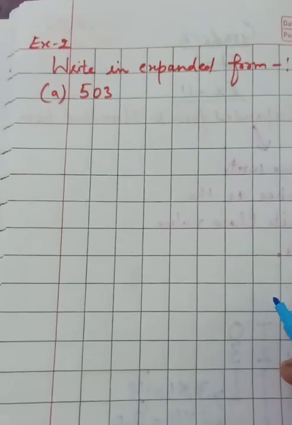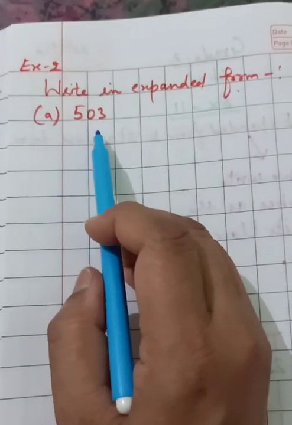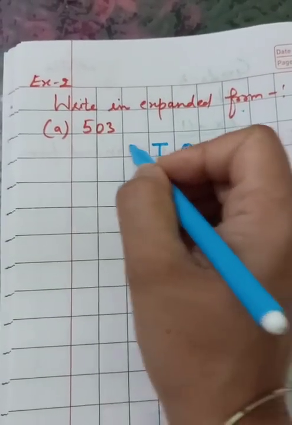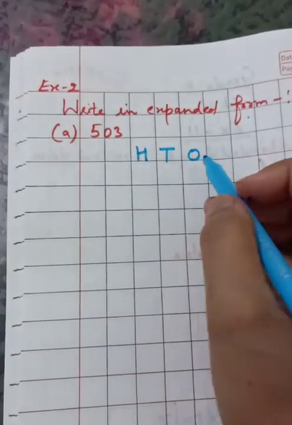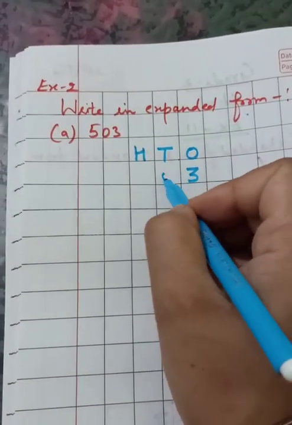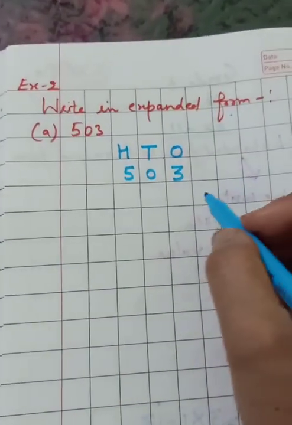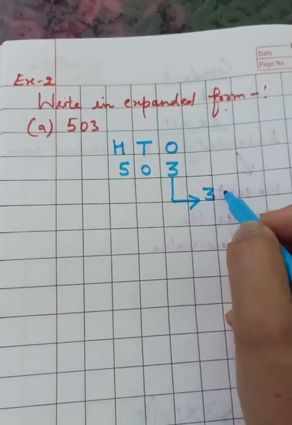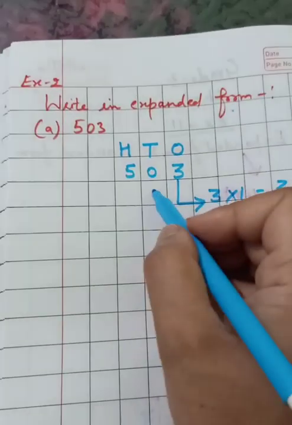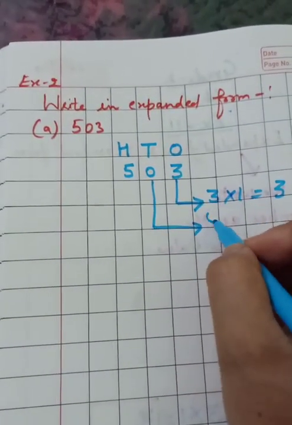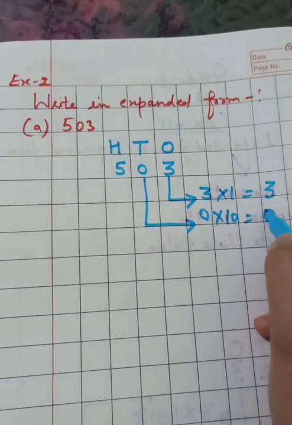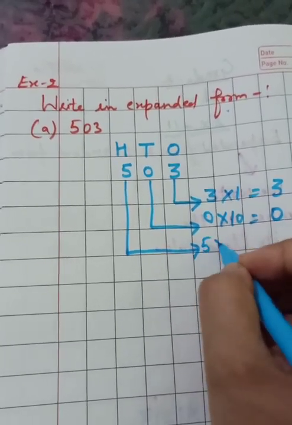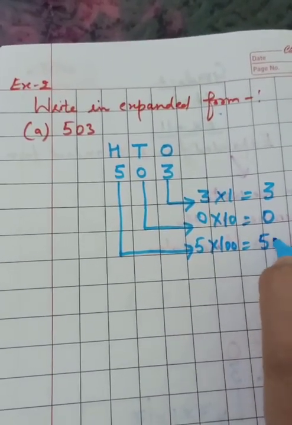Look at another example, children. Write in expanded form and the number is 503. So let's start. First of all, we will draw a place value chart and then we will keep all the numbers in their position like this. Okay, now we will find the place value. So 3 ones is equal to 3. So 0 tens is equal to 0. 5 hundreds is equal to 500.